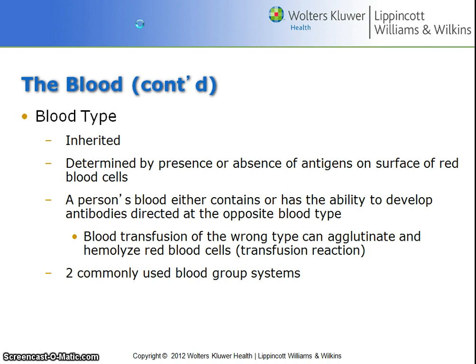Blood type. There are obviously different types of blood. It's inherited from your biological parents, determined by presence or absence of antigens on the surface of red blood cells. It contains, or has the ability to develop, antibodies directed at the opposite blood type, meaning that it will recognize other blood types as foreign antigens and thus potential pathogens, and your immune system will work to destroy those. This can result in a transfusion reaction when a patient gets a blood type that is not their own.